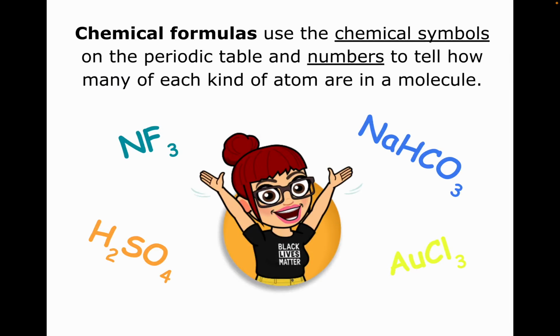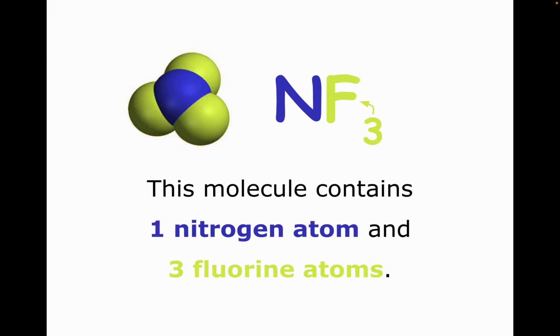Excellent. All right, let's talk chemical formulas. So chemical formulas use the chemical symbols on the periodic table and numbers to tell you how much of each kind of atom are in a molecule. So here are some example chemical formulas on the screen. This molecule contains one nitrogen atom and three fluorine atoms. See the one nitrogen and the fluorine? That little 3 tells us that there are 3 fluorine atoms, and you can see them in the picture of the molecule to the left.